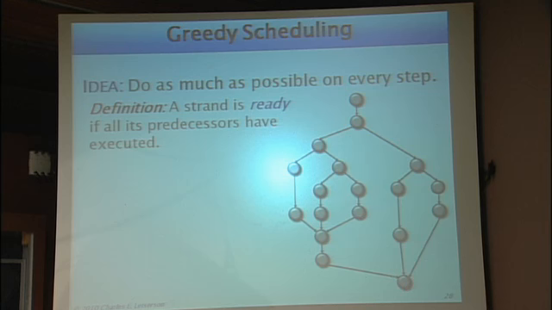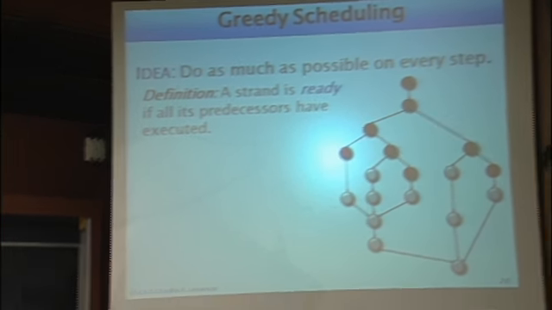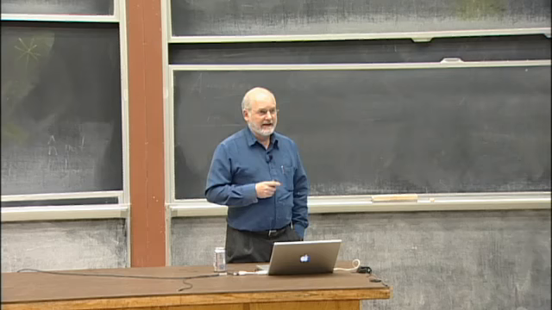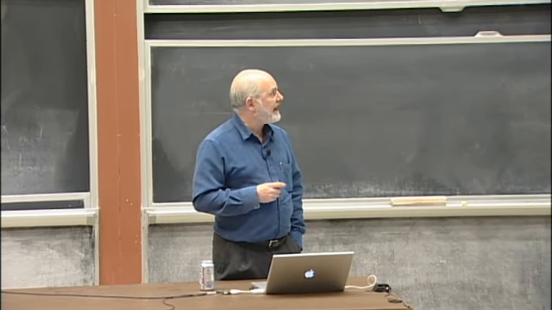Let's take a look, for example. Suppose that we've executed this part of the DAG already. Then there are a certain number of strands that are ready to execute, meaning all their predecessors have executed. How many strands are ready to execute on this DAG? 5. Right? These guys. So those 5 strands are ready to execute.